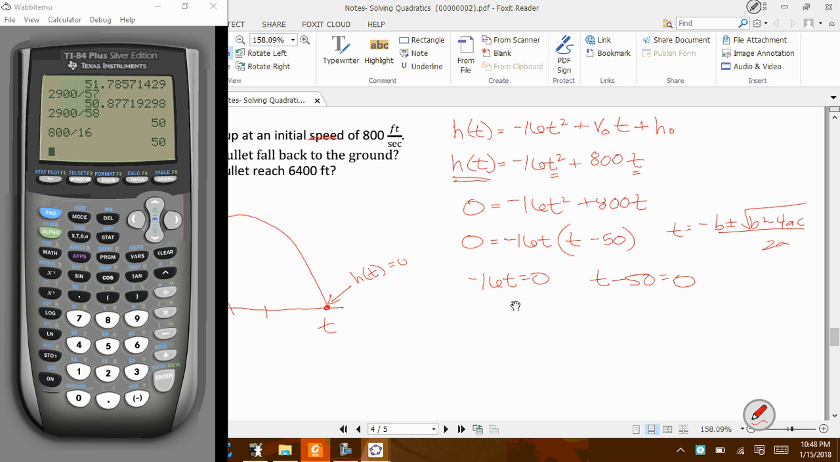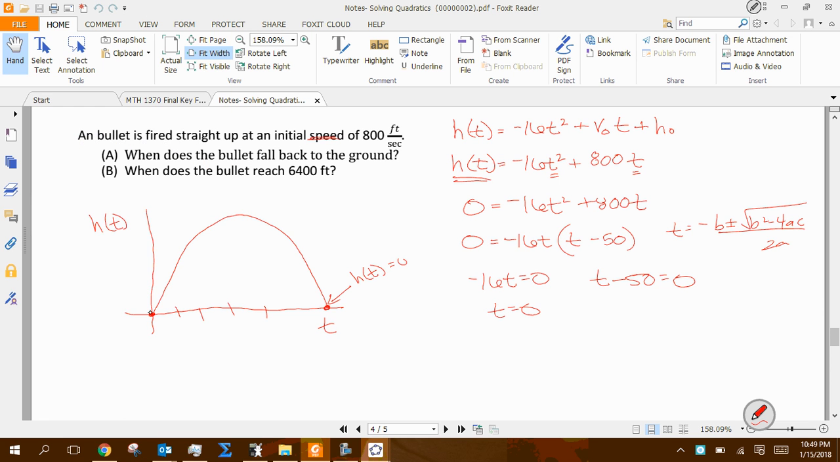So divide both sides here by negative 16, I get t to be 0. So that t be 0, that's pretty trivial, but it makes sense. It's that situation where we started, okay? And now here t is equal to 50, it's that situation right there where we get back down to the ground. So after 50 seconds, this thing comes back to ground.